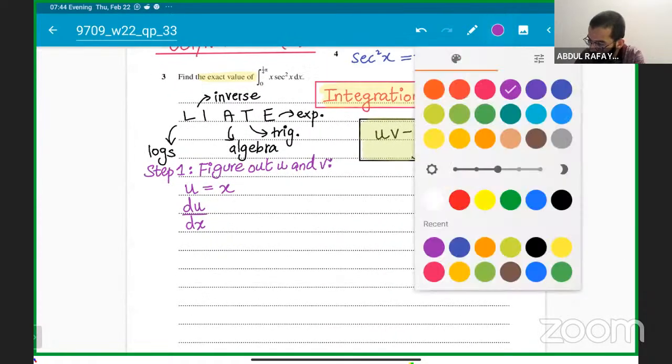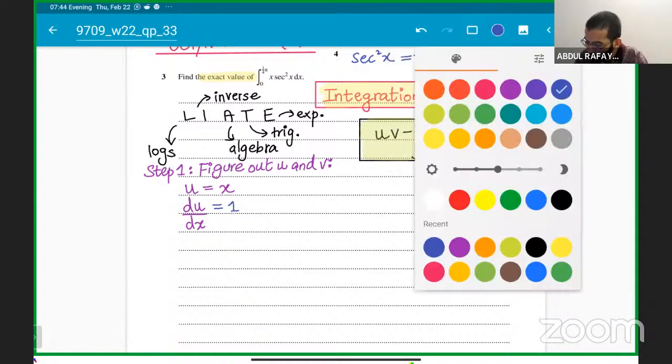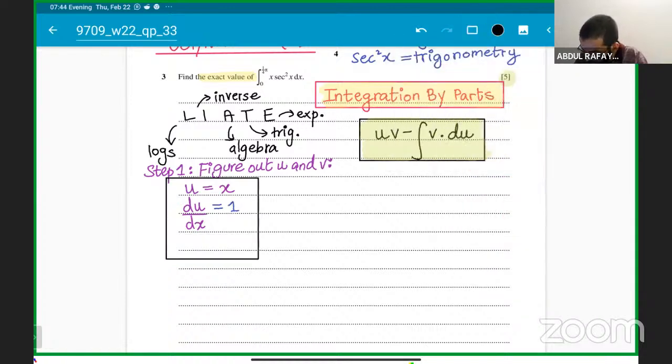Step number two: u is equal to x. So you have to differentiate, students. That is, u with respect to x differentiation will be du over dx is equal to 1. Got it clear on that? Any problems? Let me know, we can discuss.